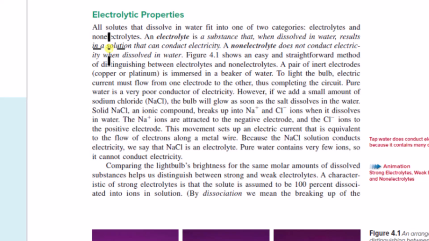If you have a substance that is soluble in water, then one of its properties is you can say it's either going to be an electrolyte or a non-electrolyte. And really, if a substance is insoluble, then that's also a non-electrolyte. You'll see what I mean in a second. So an electrolyte is a substance that when it dissolves, results in a solution that can conduct electricity. A non-electrolyte does not conduct electricity when dissolved in water. Based on this definition, if you have an insoluble substance, it doesn't even dissolve, so it's not going to conduct electricity either, so it's technically a non-electrolyte as well.